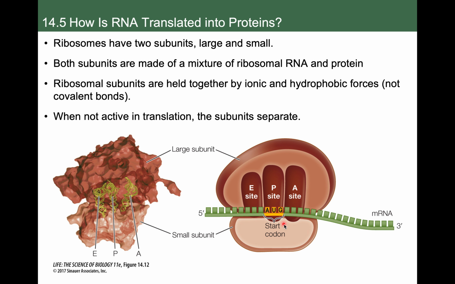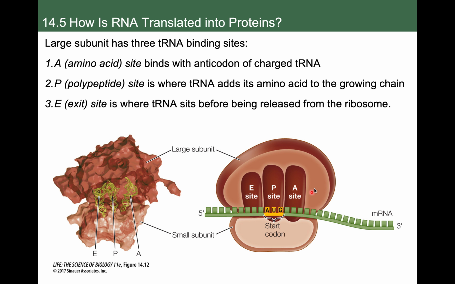And both of these subunits, large and small, are made of a mixture of proteins that are really just there serving as a scaffold and molecules of what are called ribosomal RNA. And it's that rRNA, ribosomal RNA, that really gives the ribosome its enzymatic activity.